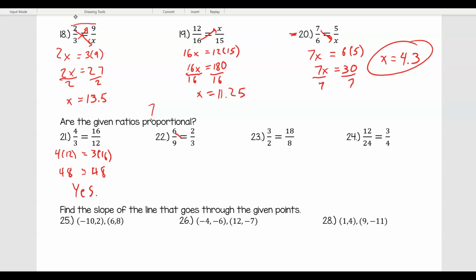Let's try the next one. Is 6 times 3 equal to 9 times 2? 6 times 3 is 18. 9 times 2 is also 18. So this is another yes. Those are proportional. Okay? Let's try the next two on our own in the Edpuzzle.